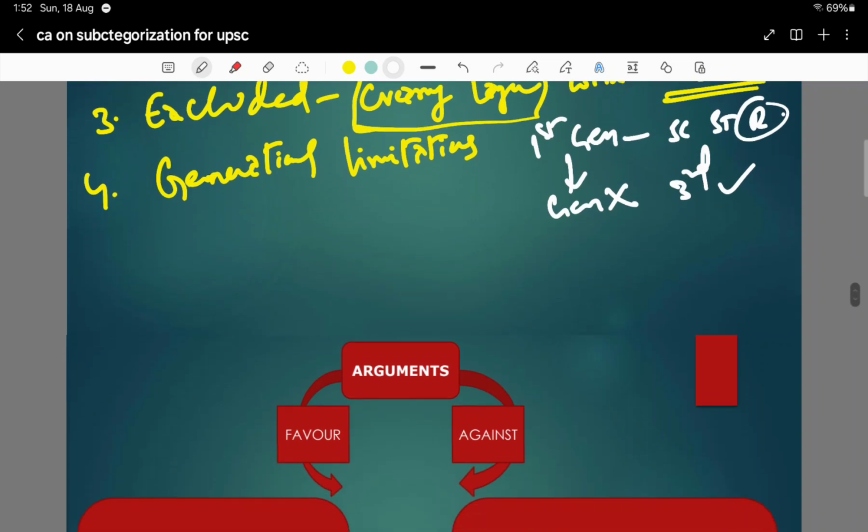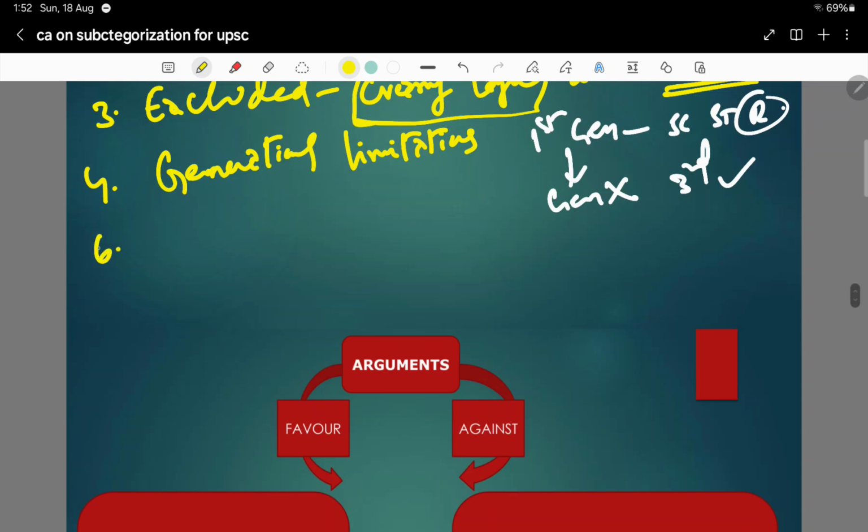And finally, whether judicial review is applicable or not. The Supreme Court clearly stated that judicial review is applicable. Any state decision on subclassification will be subject to judicial scrutiny. Why? To prevent misuse, because there are many things on which states can take arbitrary decisions driven by their political motives, and hence judicial review is a must.